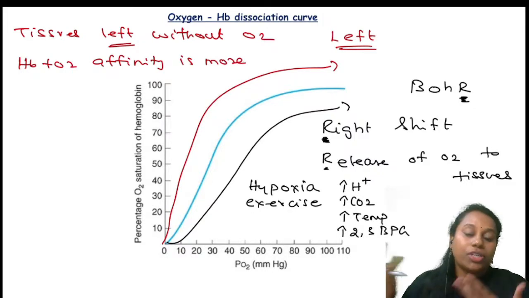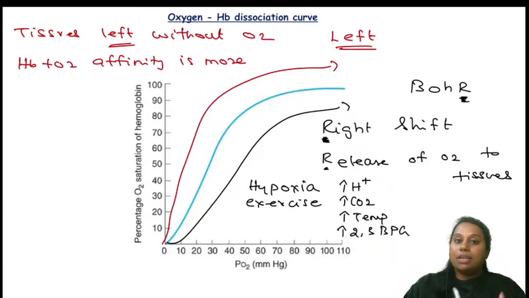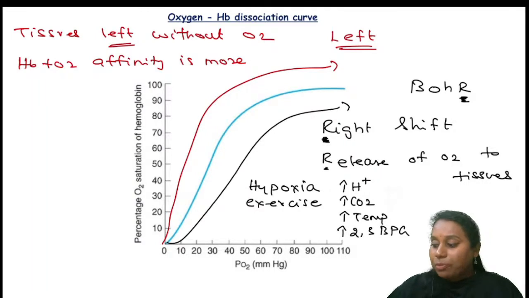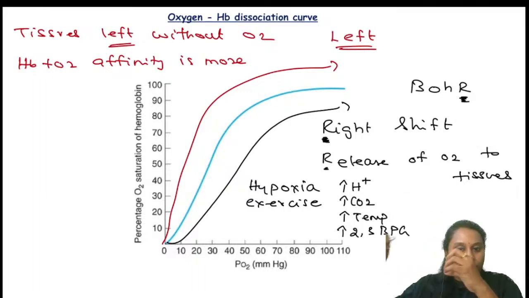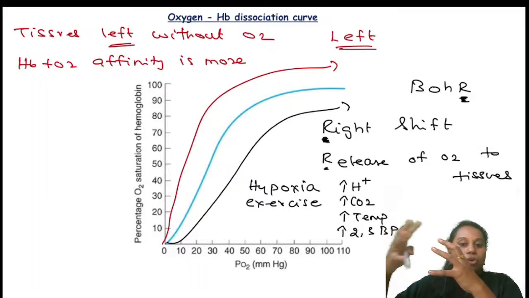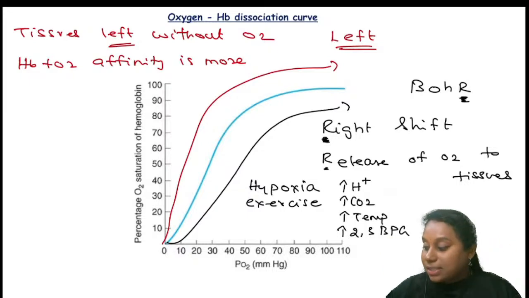Tissue is not getting oxygen. It means all the oxygen is with hemoglobin itself. Hemoglobin oxygen affinity is more in left shift. And what about the right shift? Oxygen is released to the tissues in the right shift. It means oxygen is removed from hemoglobin and released to the tissue. So hemoglobin oxygen affinity decreases in right shift.